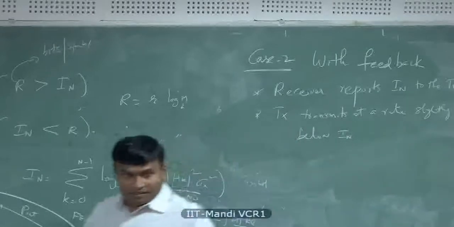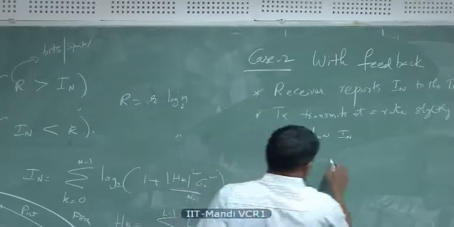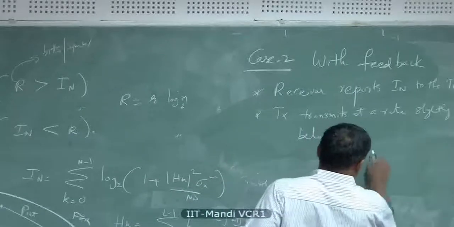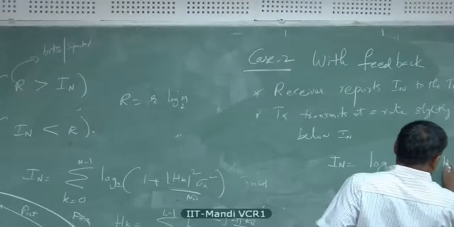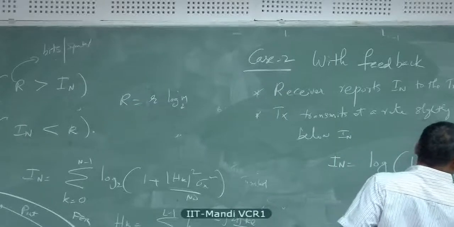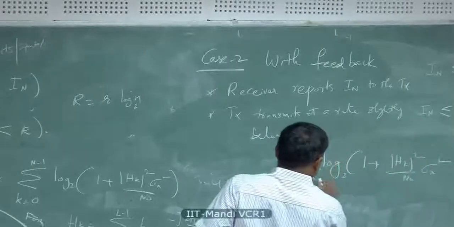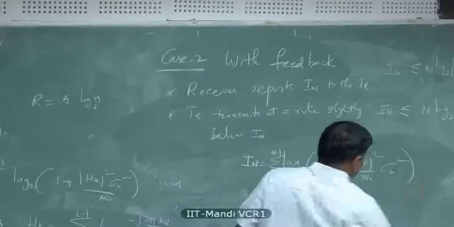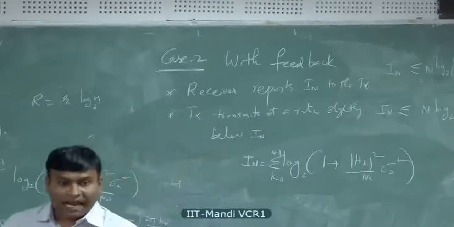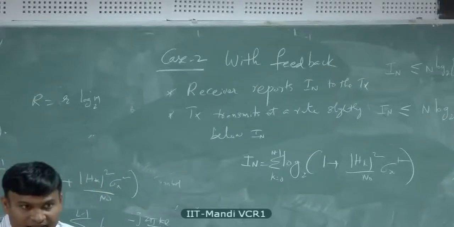Well, what is that transmitted rate? I_N, which is changing. So your rate I_N is equal to log base 2 of 1 plus |h_k|^2 by N_0 sigma_x^2, summation over k equal to 0 to N minus 1. Okay? Now you can talk about average transmitted rate and the variance of the transmitted rate.